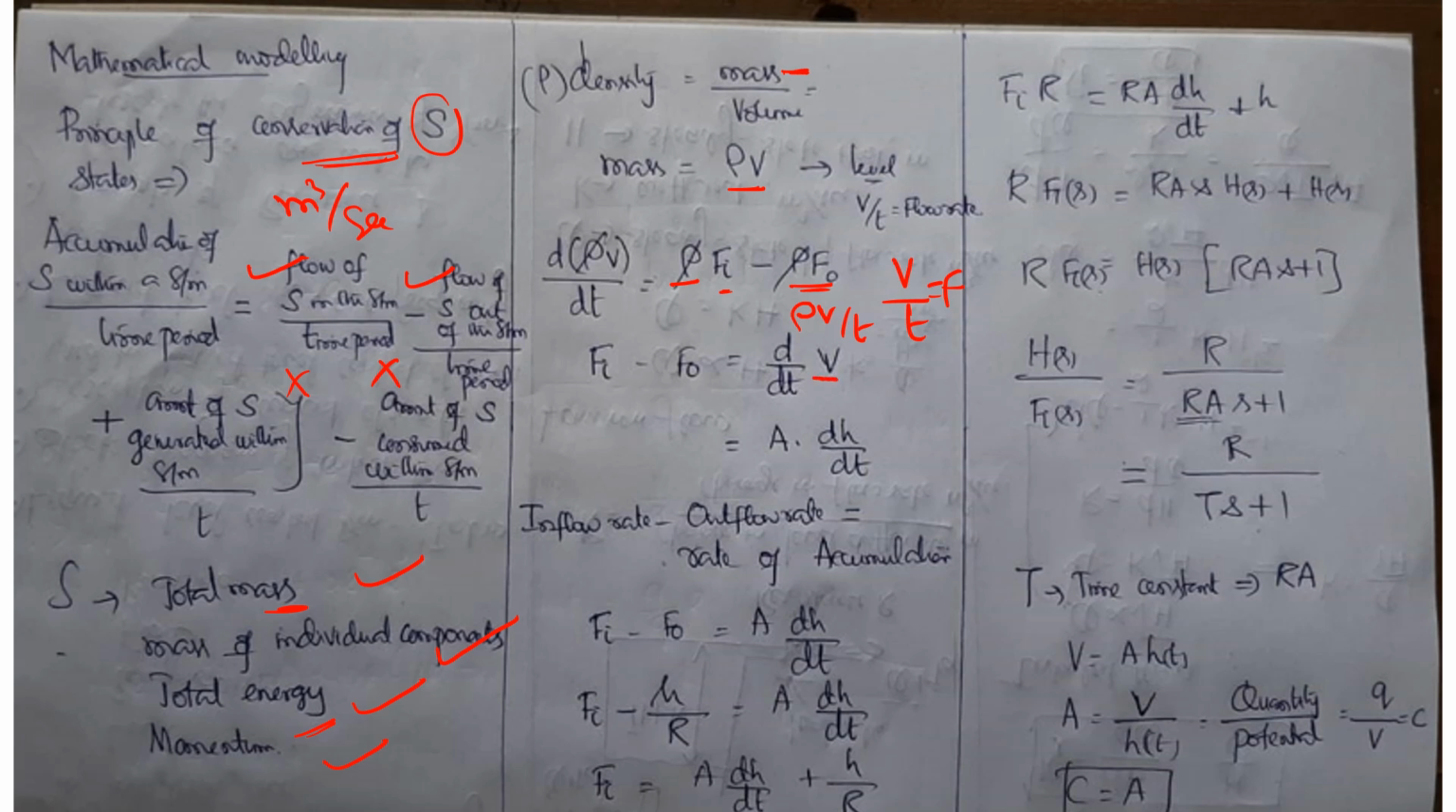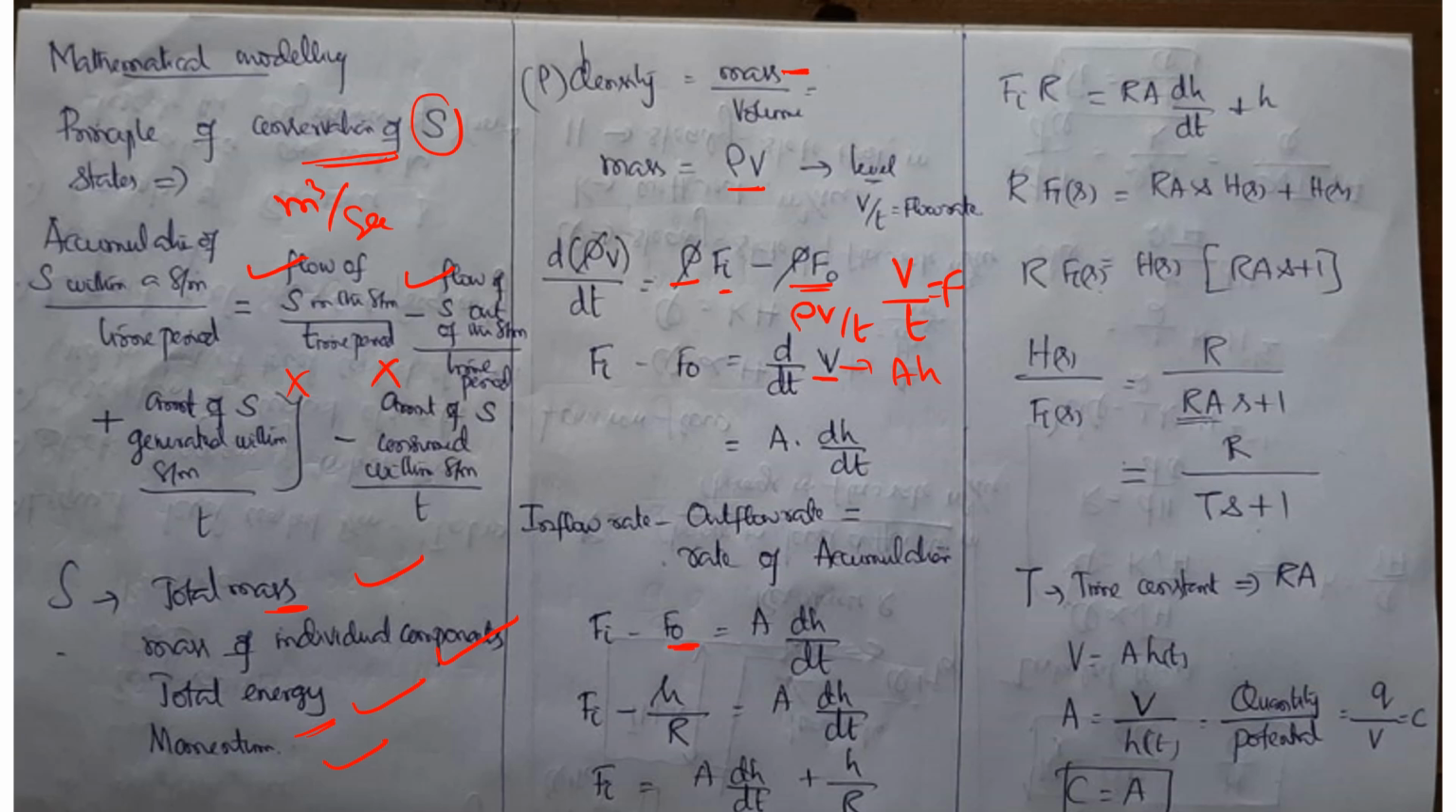So this V can be written as A into H. Or since it is a very small change, A into dH by dt. So the equation is inflow minus outflow equals rate of accumulation, which is Fi minus F naught equals A into dH by dt. And then here I'm going to control the level.